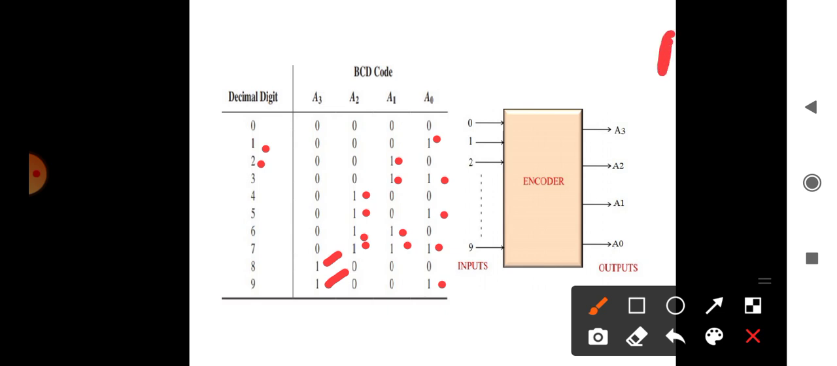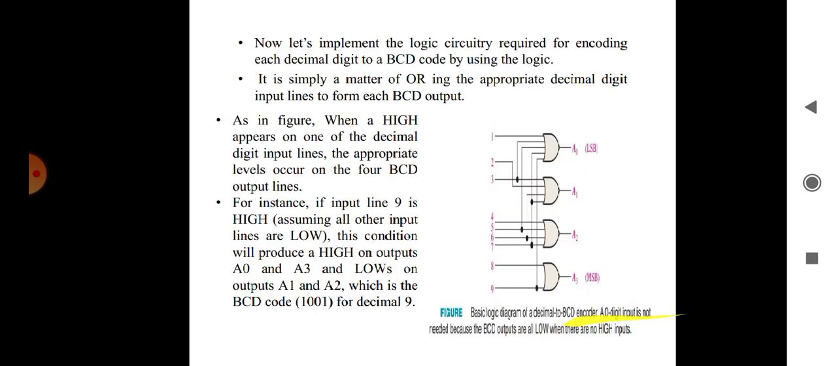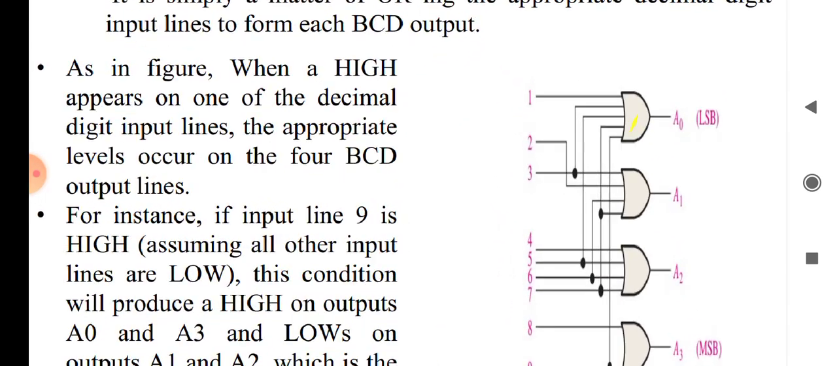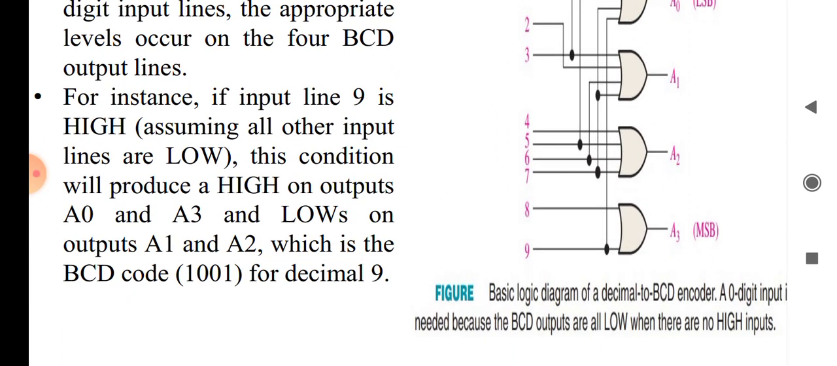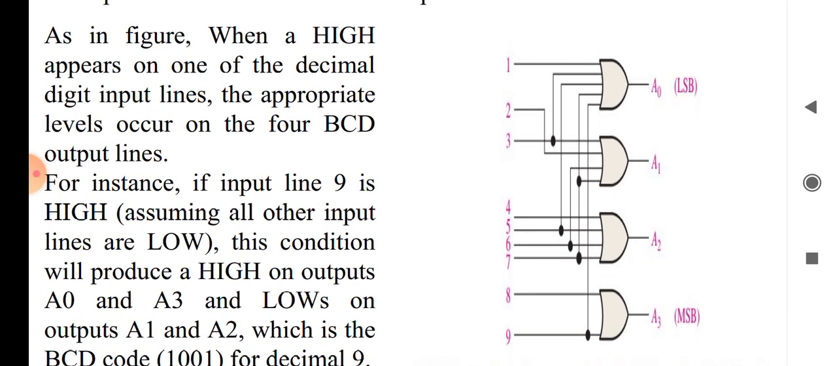For example, to get A3, they will OR the signals for 8 and 9. For this one they will OR this signal. So you can see 8 and 9 will be ORed here. 8 and 9, what will they do here? They will OR them here.